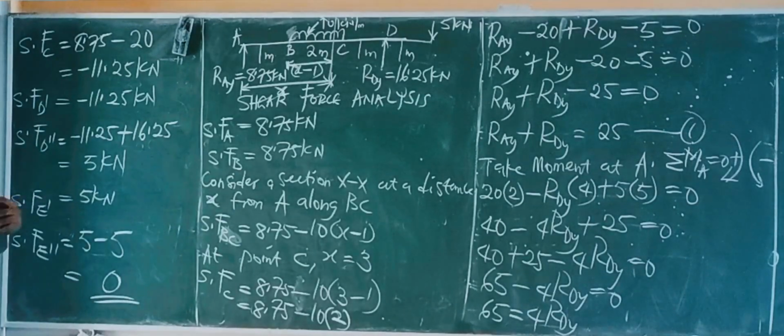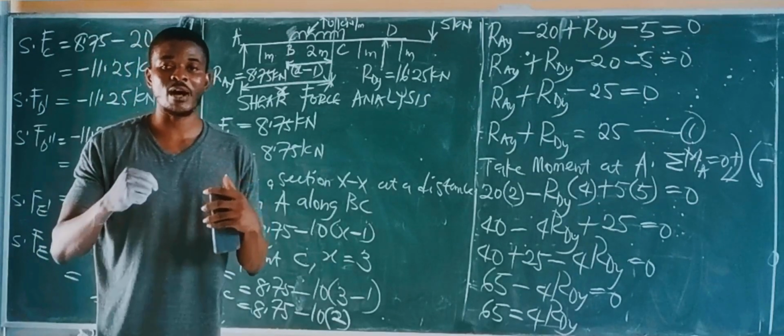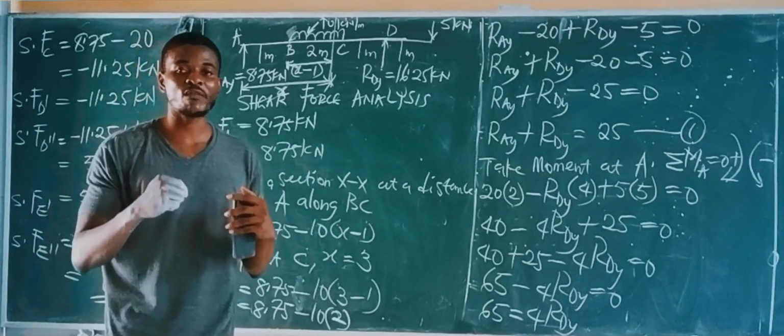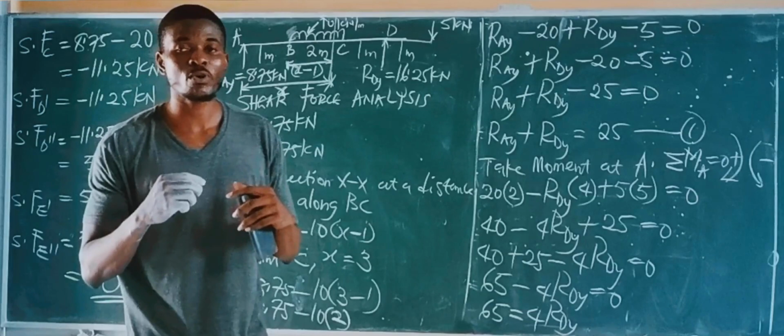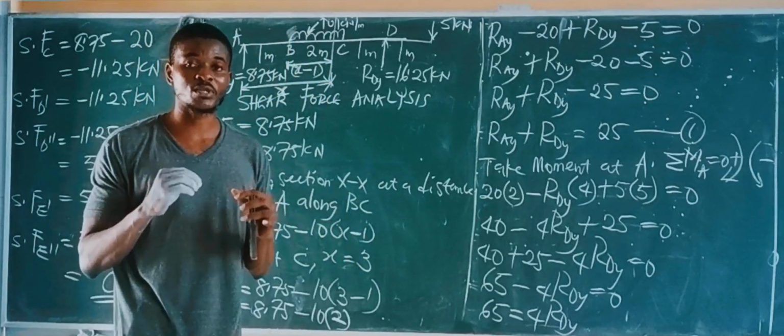So I said at the end of every shear force analysis, you must always obtain 0 as answer. Also, at the end of every bending moment analysis, you must always obtain 0 as the answer. So we're now going to draw the diagram and see what it looks like.